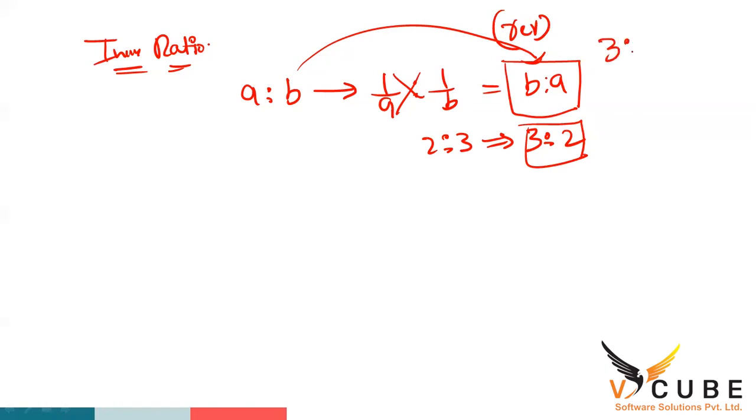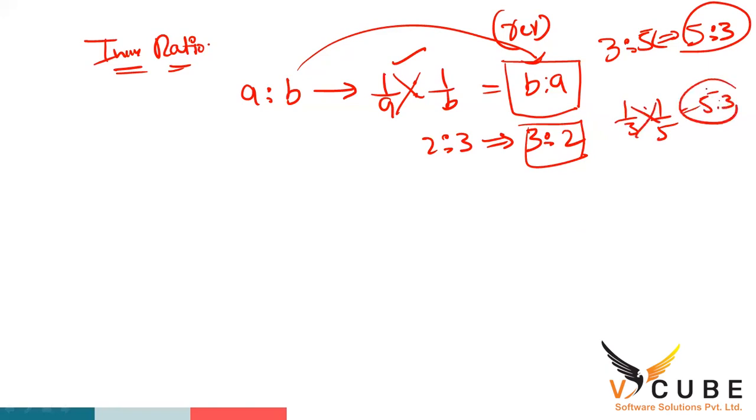And for example, 3 is to 5. What is the inverse ratio, guys? 5 is to 3. Okay? This is the basic method; there is no need to solve it fully. There is no need to write the step 1 by 3 is to 1 by 5, cross multiplication, 5 is to 3. Only two quantities are given, so that time remember reverse.